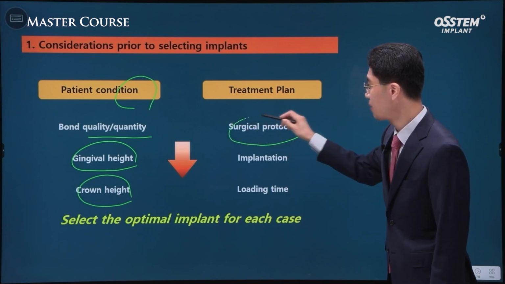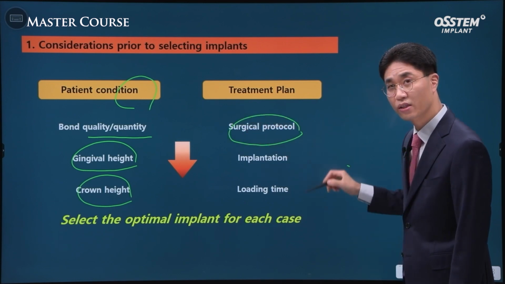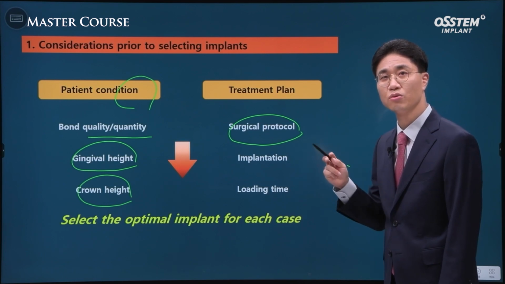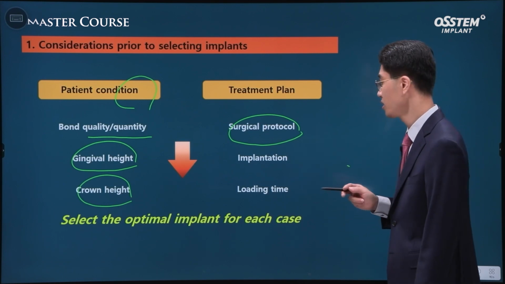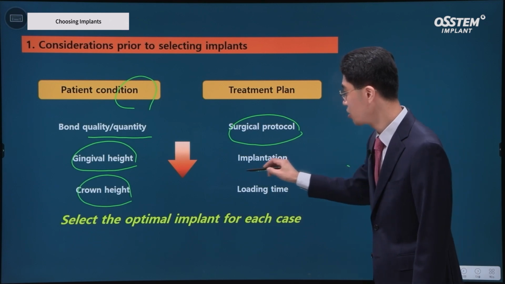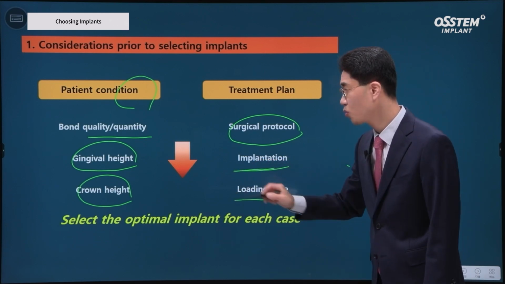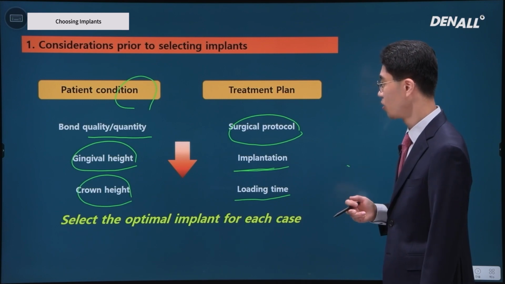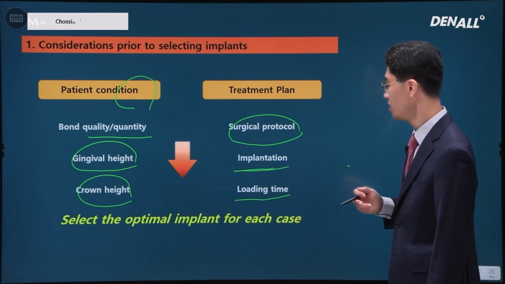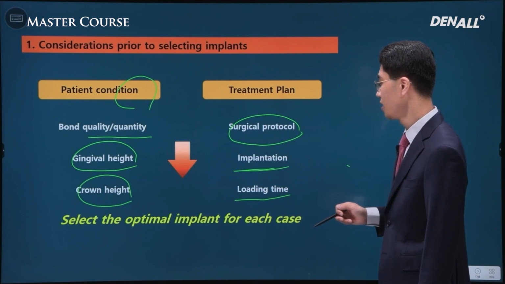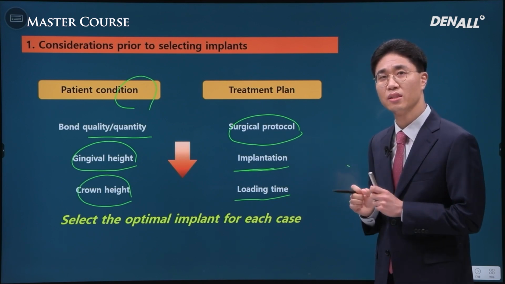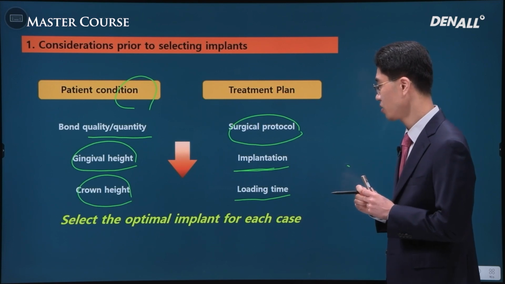Also, we need to think of how we're going to set the surgical protocol, whether we're going to do one-stage or two-stage surgery. This needs to be determined by the surgeon. Also, when the final prosthesis should be delivered should be determined. In other words, loading time needs to be chosen. Depending on different situations, the appropriate implant needs to be chosen.